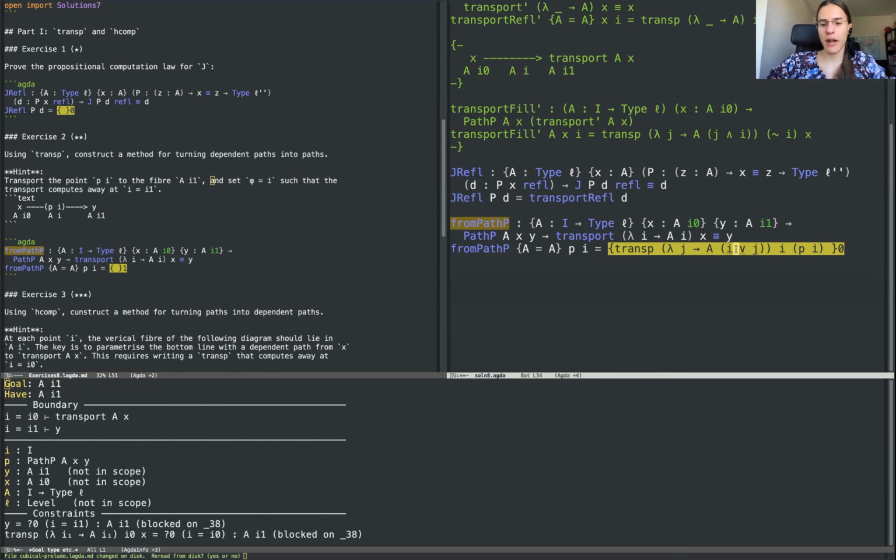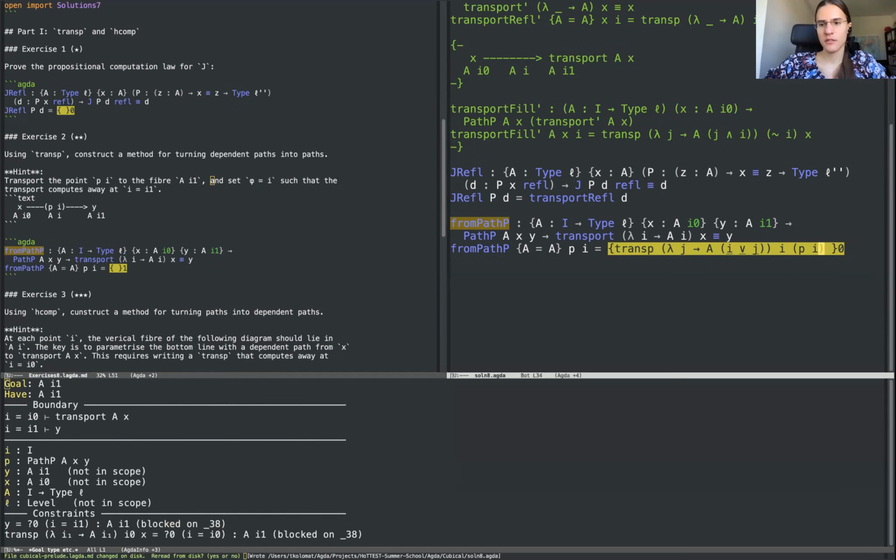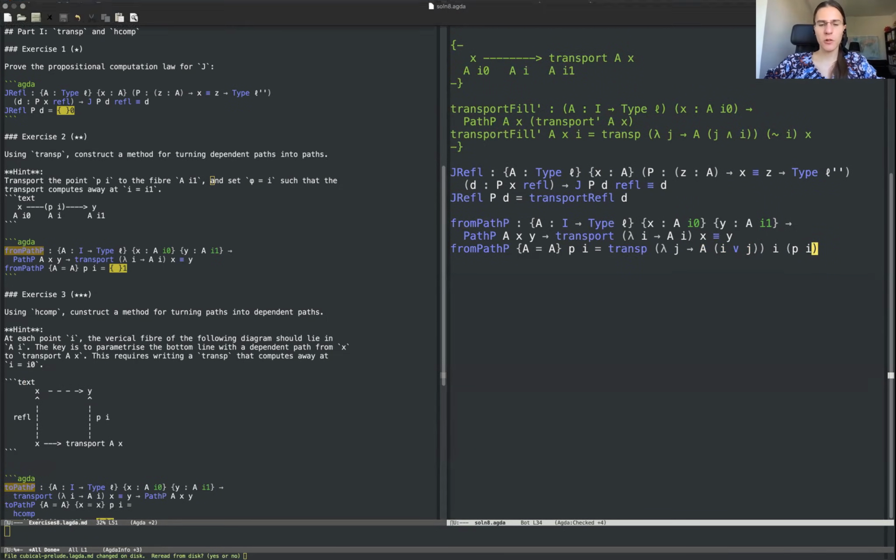Now, if I look at what happens when I normalize it at I0 everywhere, well, this is I0, so this is just the regular transport. And this is going to be transport in the family A of the point X, which is what P of I0 definitionally is. And if I put I1 everywhere here, and I normalize, then I just get Y, because this parameter allows this to compute. So that's exactly what I want. And that fills the hole. Any questions?